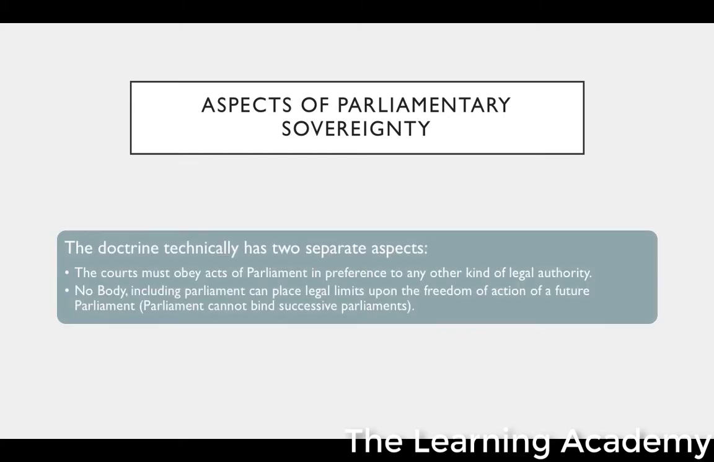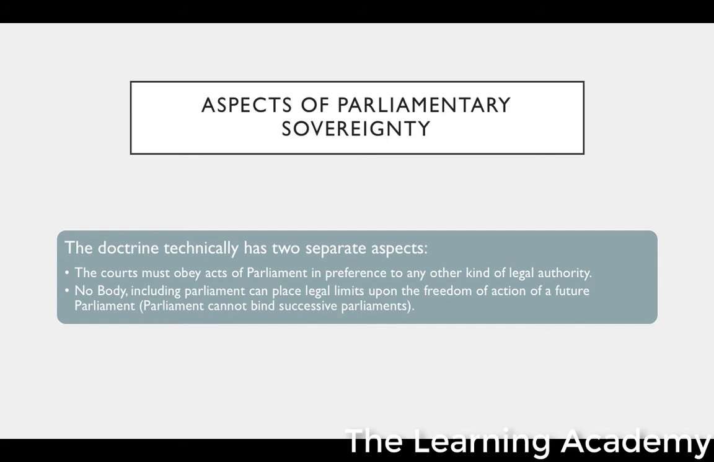So the doctrine technically has two separate aspects. The first being that courts must obey acts of Parliament in preference to any other kind of legal authority, effectively meaning that the courts must follow the laws that Parliament has made.